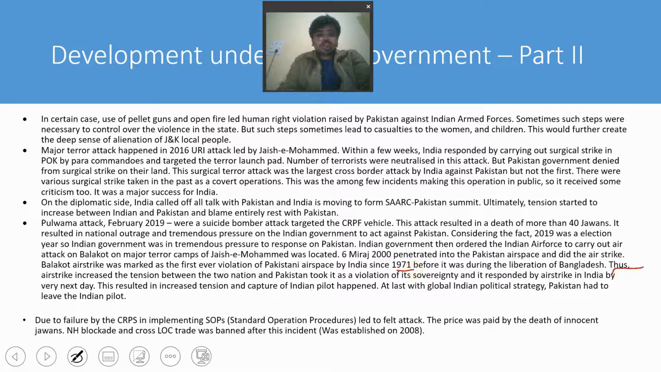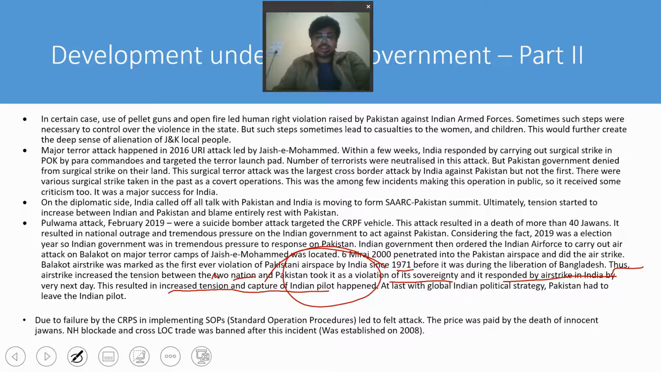So the airstrike increased the tension between the two nations, and Pakistan took it as a violation of its sovereignty, and it responded with an airstrike in India the very next day. This resulted in an increase of tension, and the capture of our Indian pilot happened. And at last, due to global tensions and our political strategy, Pakistan had to release our Indian pilot.